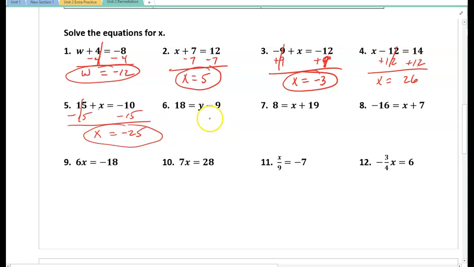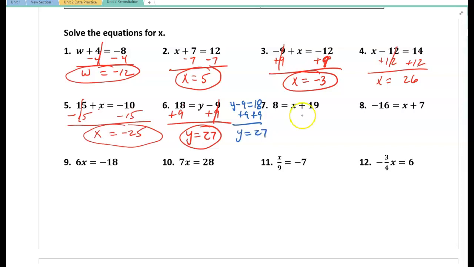Now, sometimes if I see a problem like this, I'll actually rewrite it, or I'll solve it as is. So, y minus 9 equals 18. How do I get rid of the 9? I add it there. Those eliminate, and I get y equals 18 plus 9, which is 27. Guys, don't be afraid to rewrite this so it's easier for you. Y minus 9 equals 18, and now I can just add the 9. Y equals 27. It doesn't matter which way you do it.